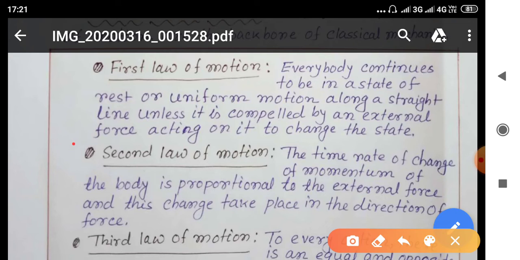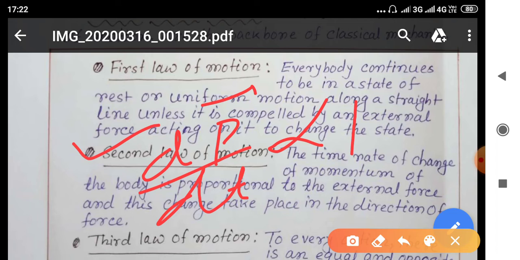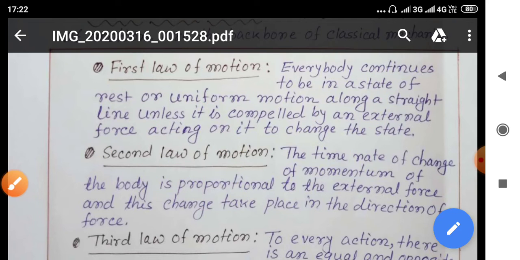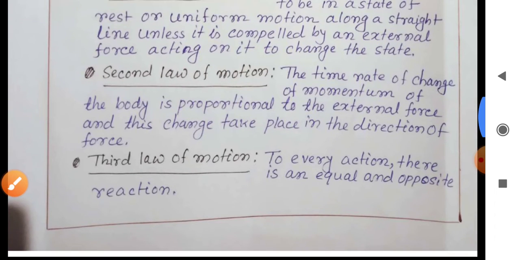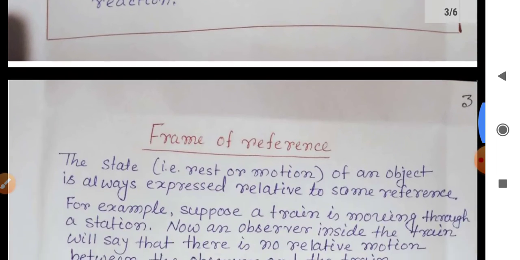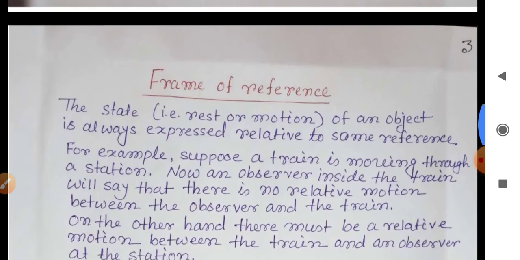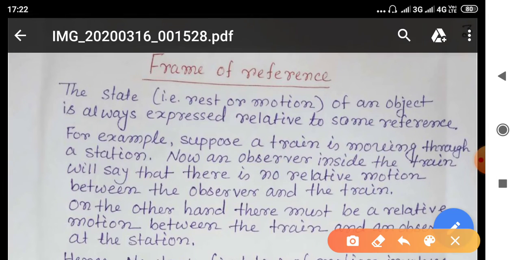Next, move to the second law, and it says that the time rate of change of momentum of the body is proportional to the external force, which mathematically can be written as dp/dt is proportional to F. Next, move to the third law of motion. As we know, and it is very familiar to us, for every action there must be some equal and opposite reaction.